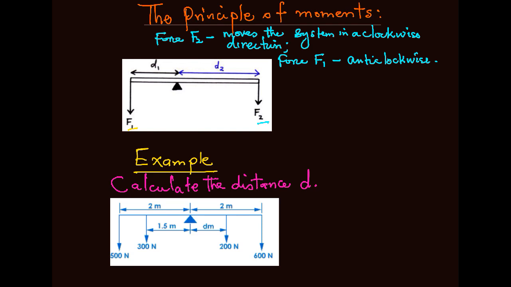We also note that the moment as a result of F2, which makes the system move in a clockwise direction, is known as clockwise moment. That clockwise moment is calculated by taking F2 and multiplying by D2.